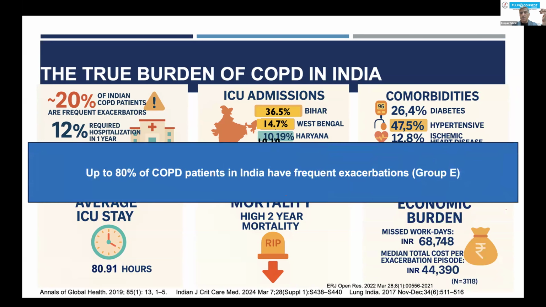So looking at this, the most important thing is to decrease the exacerbations in COPD patients in India, because in India almost 80% of COPD patients are in frequent exacerbator groups, because perhaps they are the ones who only come to us when they are sick, and they are sick to such an extent that it is already an exacerbation.